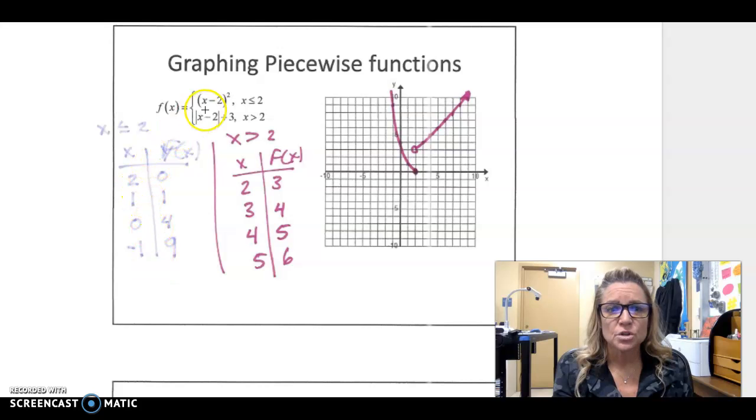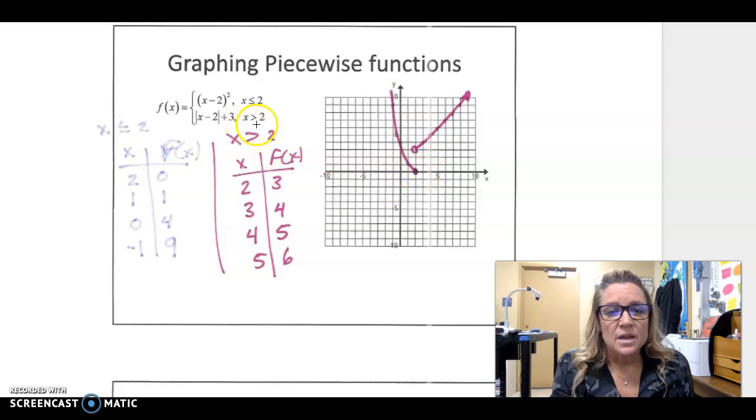If I plug in a 2, 2 minus 2 is 0. 0 squared is 0. Plug in a 1. 1 minus 2 is negative 1. Negative 1 squared is 1. And so on. So then I just graphed a couple points. So 2, 0 is right here. 1, 1 is right here. 0, 4 is right here. Negative 1, 9 is right here. So it's this part of the parabola.